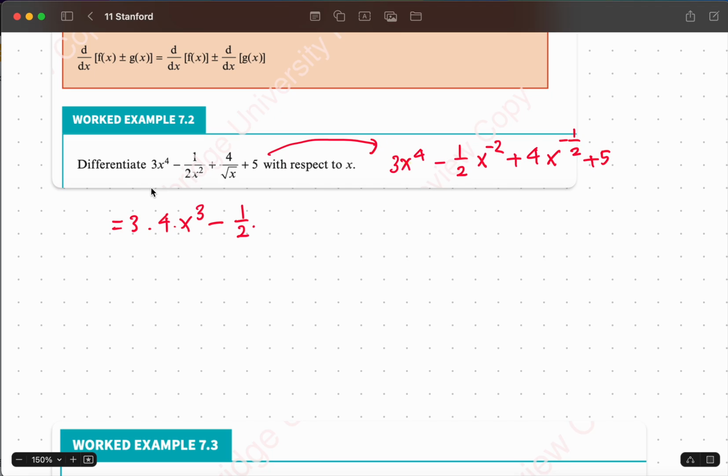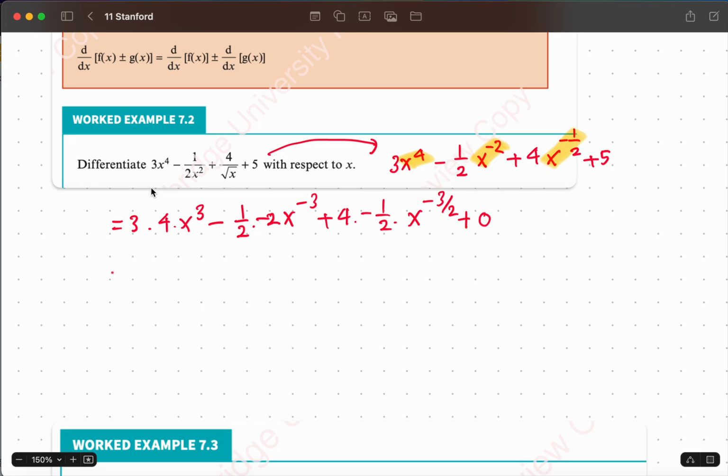Okay, so the first one only differentiates the one with x. Okay guys, if you have a number over there, just put it there. So times negative 2, and then x to the power of negative 2 minus 1 will be minus 3, plus 4 times negative 1 over 2 times x to the power of negative 1 over 2 minus 1 will be negative 3 over 2, plus, because 5 doesn't have x, the differentiation of 5 will be 0.